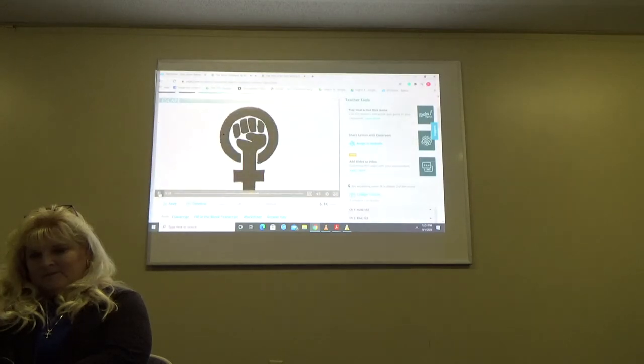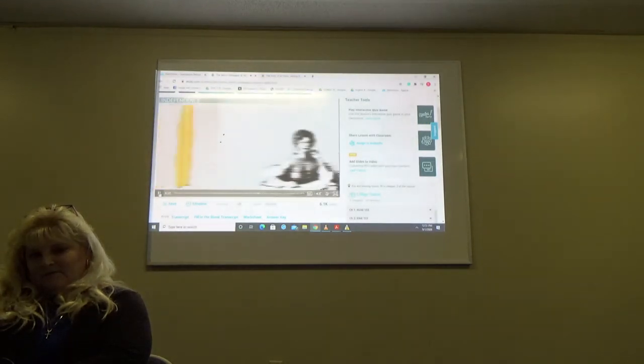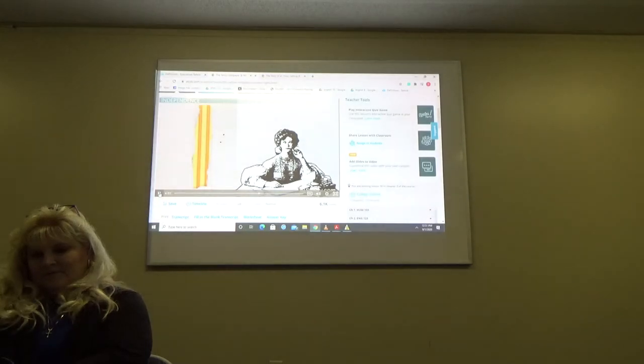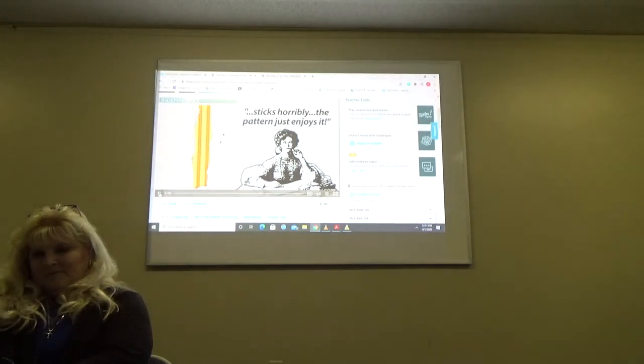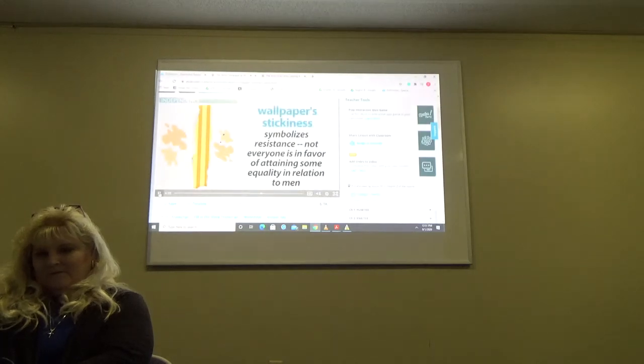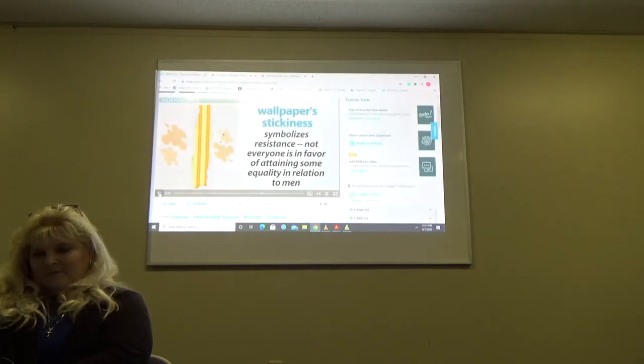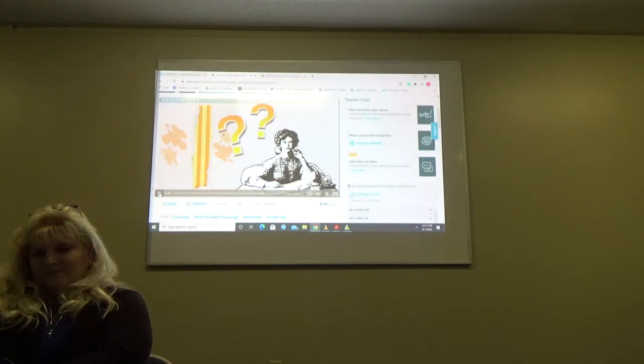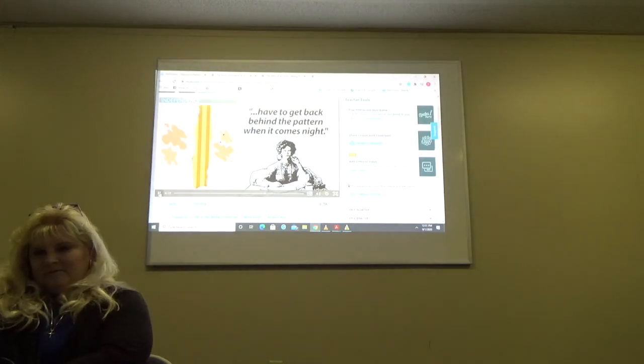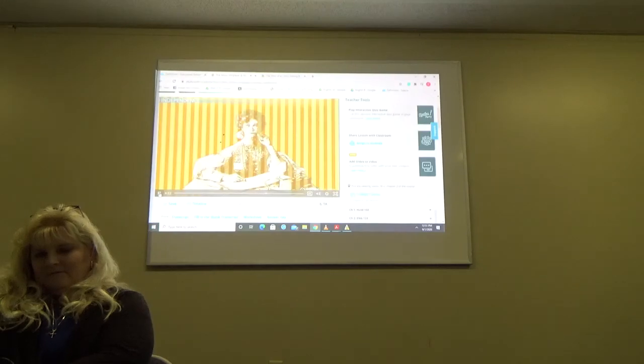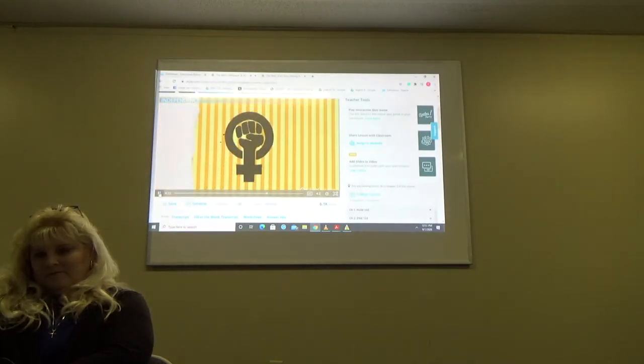The narrator removes all the wallpaper, but finds that some sticks horribly. The pattern just enjoys it. The wallpaper's stickiness symbolizes resistance. Not everyone is in favor of attaining some equality in relation to men. So how does the narrator propose to tackle this problem? She acknowledges that she might have to get back behind the pattern when it comes night. She's going to work behind the scenes and influence others to join the cause.